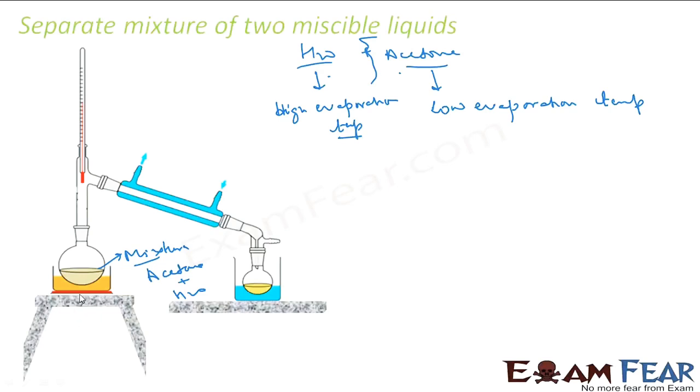The moment you heat this mixture, which one has low evaporation temperature? Acetone. So just heat this slowly, right? Don't reach the boiling point of water. Heat it slowly at the boiling point of acetone, and then you will see that from here acetone comes out, not the water, only acetone. Why? Because acetone has a low evaporation temperature. The difference in the evaporation temperature of acetone and water is pretty high.